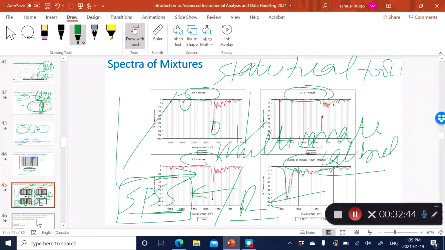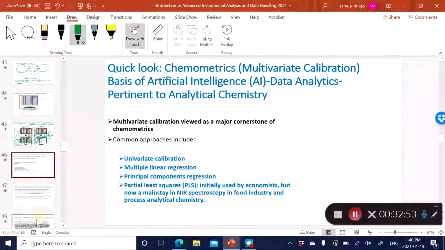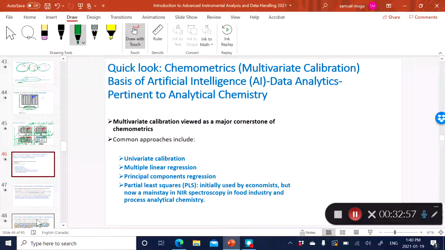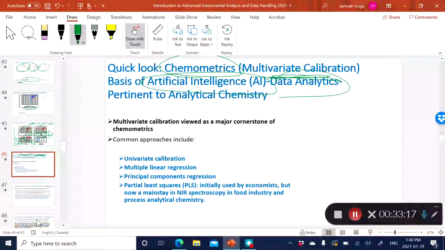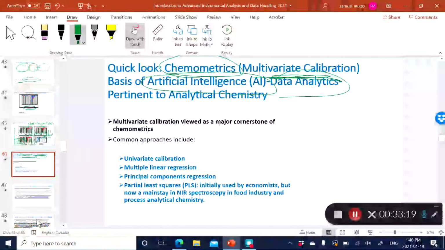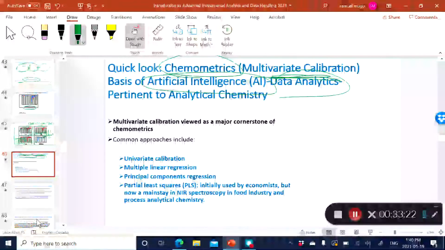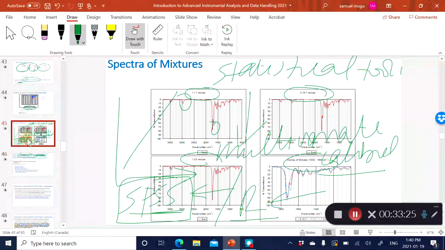But I would hope for some of you interested, especially for your research projects, we can play with multivariate regressions so that you're familiar with it. Now take note of this. Sometimes we call multivariate regression in analytical chemistry chemometrics. And it's actually the basis of artificial intelligence, or what you refer to as data analytics, which is a very, very common thing in our age now, which is how do you get the most useful information out of very, very complex data, like I've tried to show you in the previous slide.